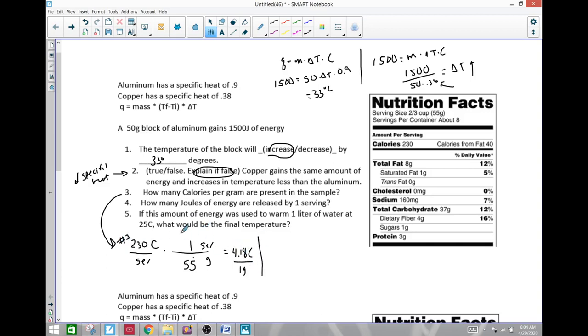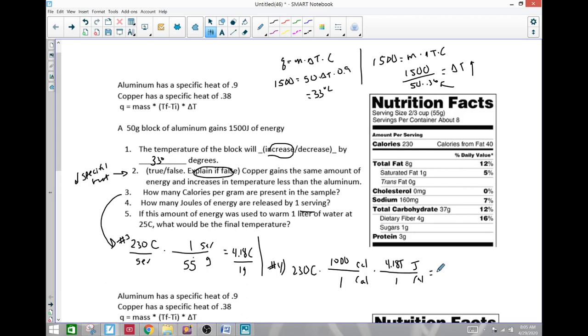Now let's look at number 4. How many joules of energy are released by 1 serving? Okay, so number 4 we'll put right here. Just factor label. 230. Now this is a commercial calorie. Get rid of commercial calories and go to regular calories, and then get rid of calories and go to joules. 1 commercial calorie is 1,000 regular calories. 1 regular calorie is 4.18 joules.